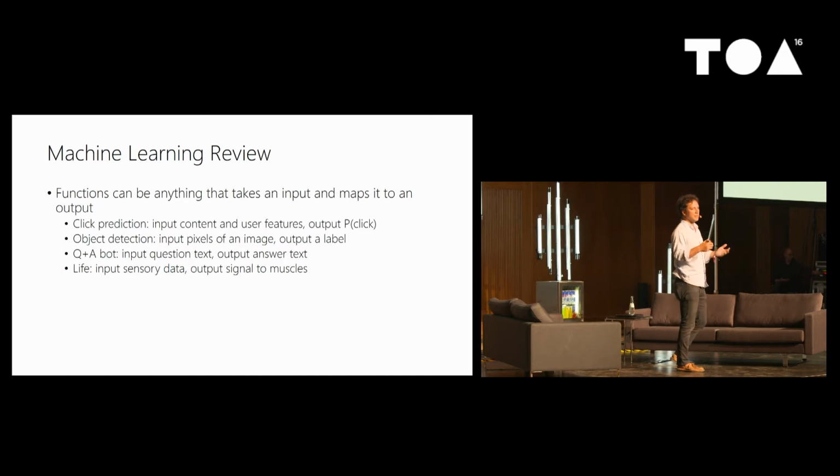Q&A. You've seen a lot of text bots, a lot of things that encourage you to make dialogue with AI agents. These are also functions. The inputs are the sequence of things that you've said to the bot, perhaps some history and context about who you are. And the output would be the answer to the question that you asked.